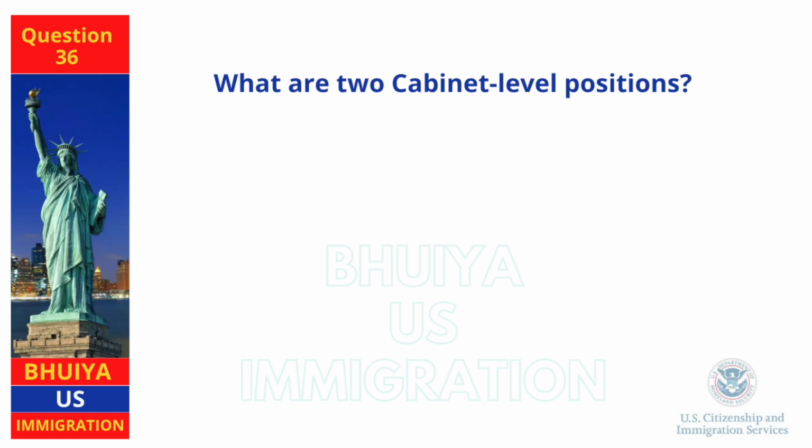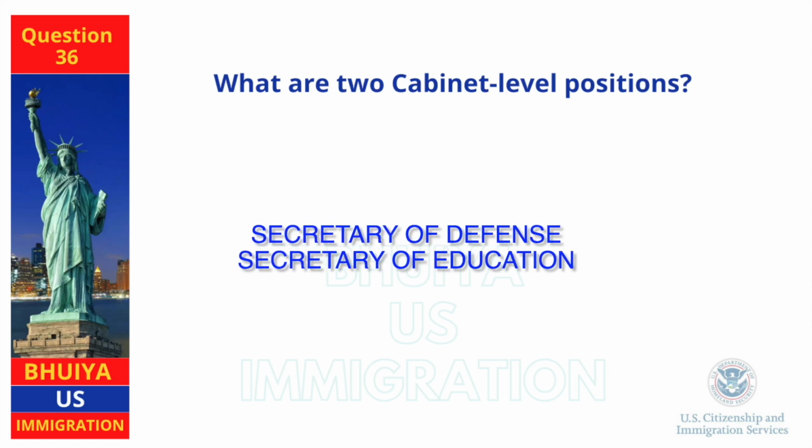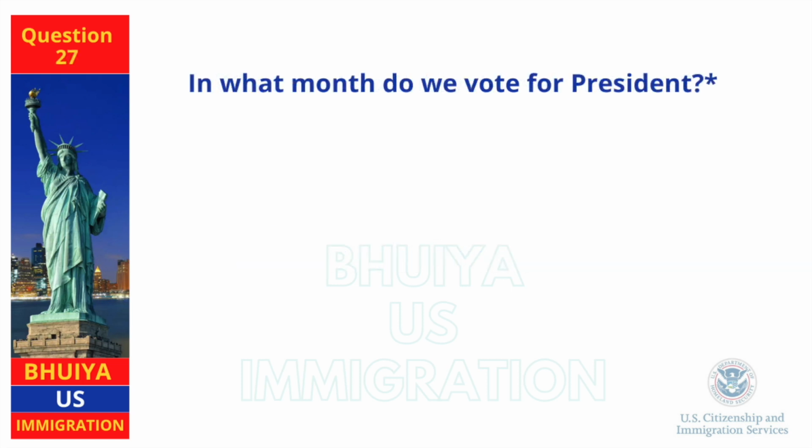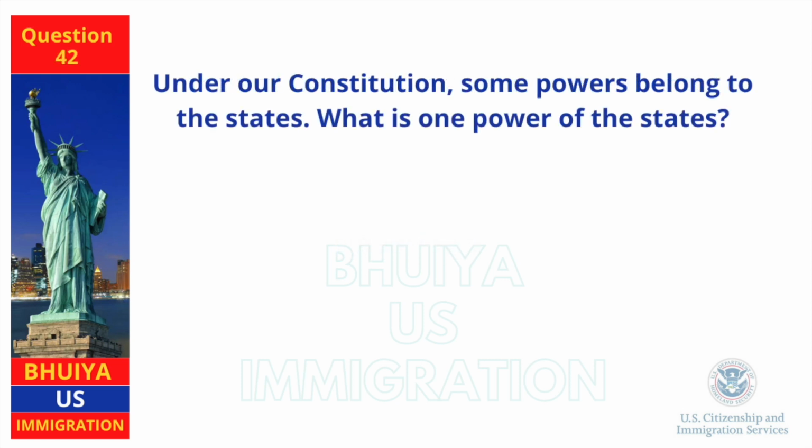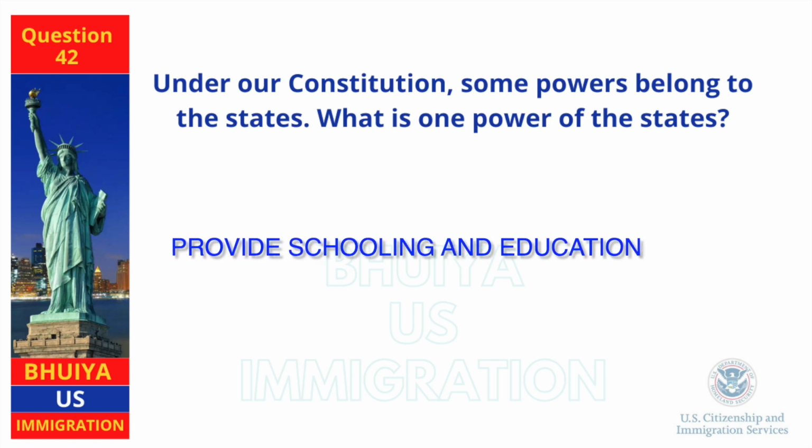What are two cabinet level positions? Secretary of Defense, Secretary of Education. In what month do we vote for president? November. Under our constitution, some powers belong to the states. What is one power of the states? Provide schooling and education.